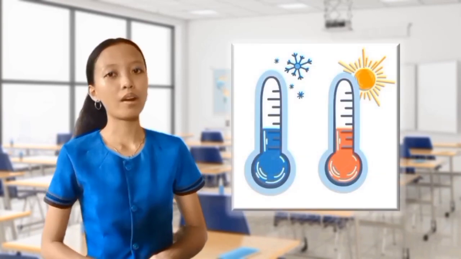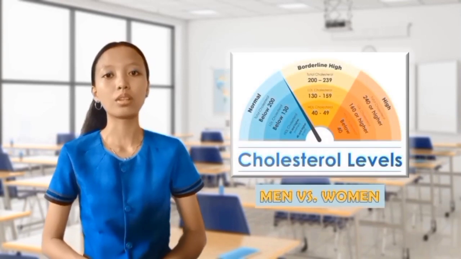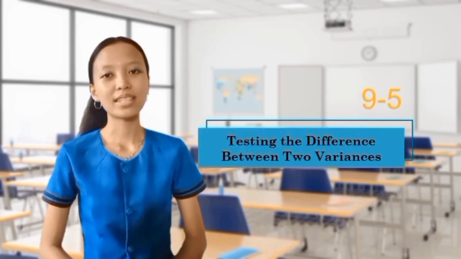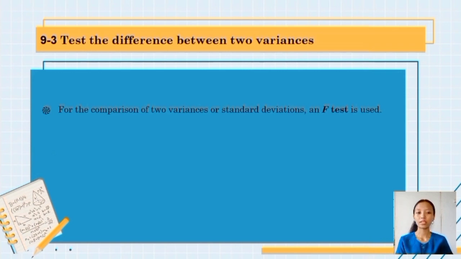In addition to comparing two means, statisticians are interested in comparing two variances or standard deviations. For example, is the variance in the temperatures for a certain month for two cities different? In another situation, a researcher may be interested in comparing the variance of the cholesterol of men with the variance of the cholesterol of women. Now for the last subtopic, or the last section of our lesson today, it will be testing the difference between two variances. For the comparison of two variances or standard deviations, an F-test is used.